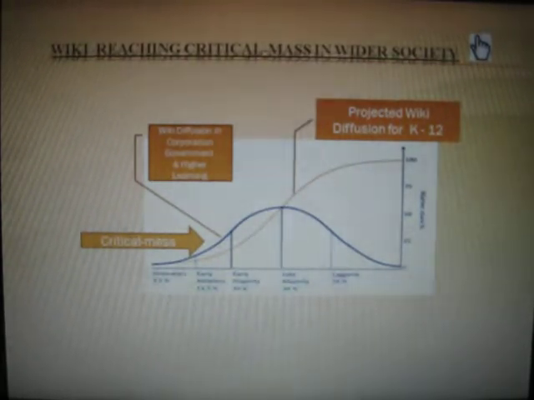The wiki had reached critical mass in the wider society, both in corporations and some higher level learning institutions, for traditional education and distant education. For K-12 in my school district, the wiki will be a new innovation for the student population and some faculty members.